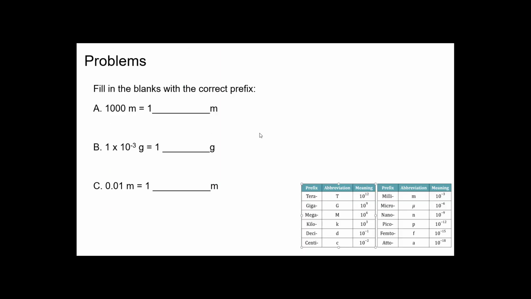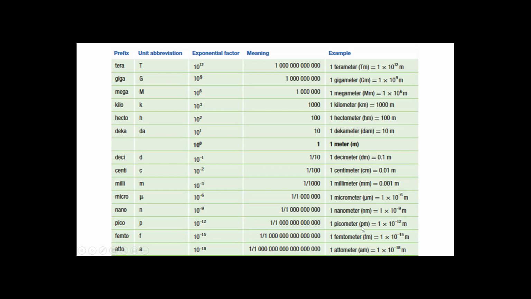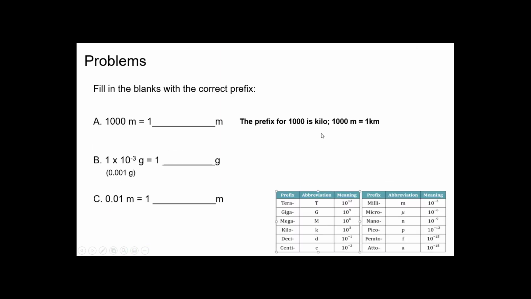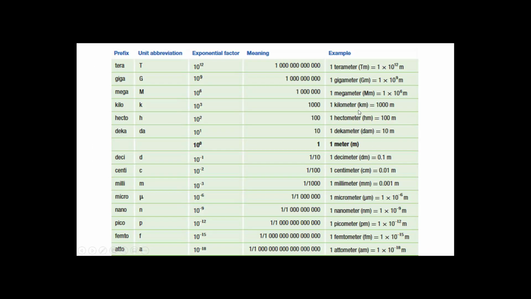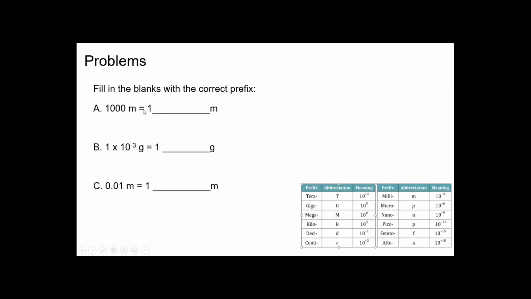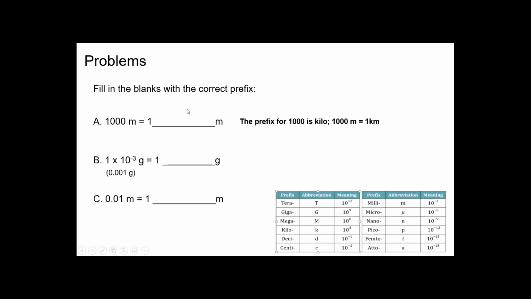So 1,000 meters equals 1 blank meter. Now, you may not understand how to read this one yet, so I would use this one. So you have 1,000 meters. So if you go to this one, look for 1,000 meters right here. That's 1 kilometer. So 1 kilometer, 10 to the 3 means 1,000. So this is 1,000 meters equals 1 kilometer. And then here's the conversion, which is equivalent.